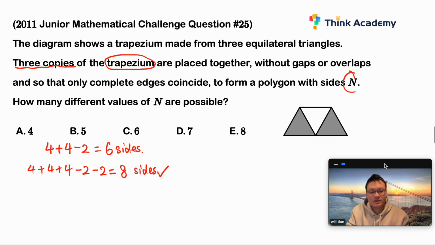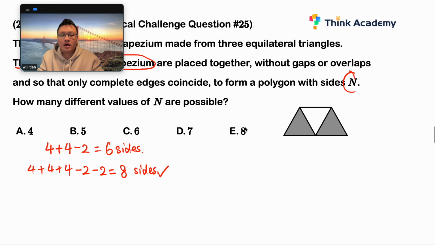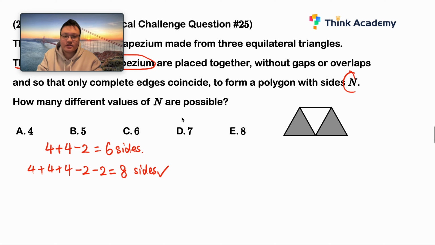Okay, and let's see. Now the question converts into: is it possible to get 8 sides? So is it possible that n equals 8, or 7, 6, 5, 4, 3? You just check: is it possible to get all of these different types?